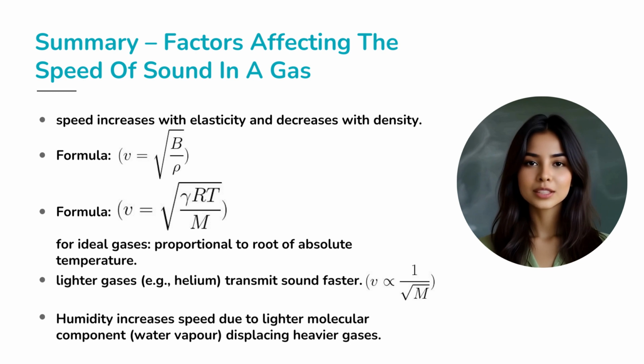Plus, sound speed is inversely proportional to the square root of molecular weight, so lighter gases like helium let sound race through quicker. Don't forget humidity. Adding water vapor lowers average molar mass, giving sound a nice speed boost in moist air. So, whether it's the type of gas, the temperature outside, or how muggy the air feels, all these factors play together like an orchestra, making sound move just right. Understanding these gives us the power to predict sound behavior accurately.